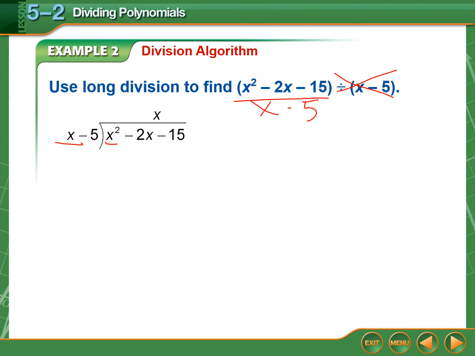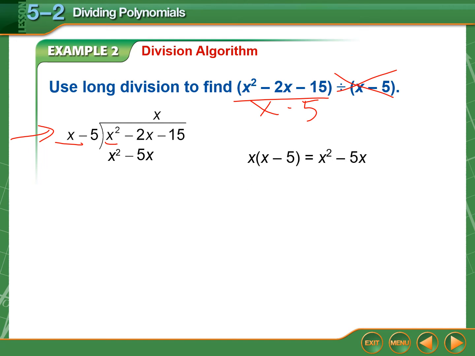You're right, it will. So then what did we do in our other problem? We multiplied. We took that number that we put at the top and multiplied it by the divisor. So we're going to go x times x, which should be x squared, and x times negative 5, which should be negative 5x. So that's what we did.